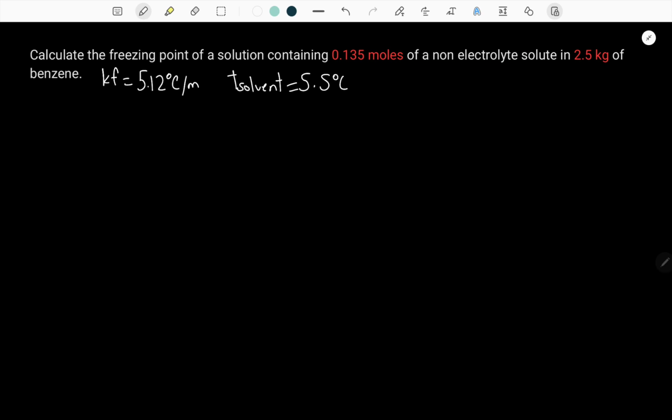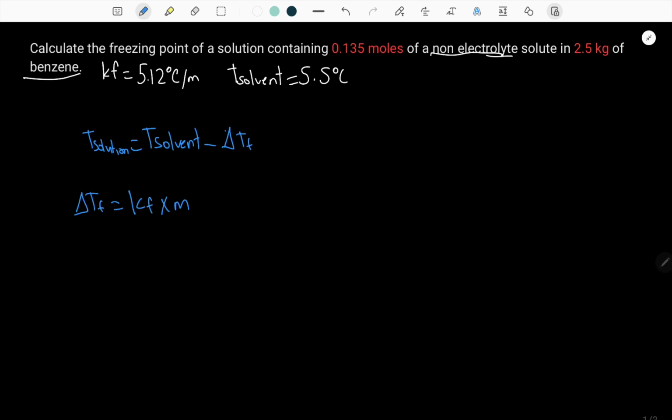So in this first example, we are to calculate the freezing point of a solution containing 0.13 moles of a non-electrolyte solute. So this is very important. There's only one ion, meaning that we'll just use the original formula. The solute is in 2.5 kg of benzene. So the solvent is benzene. Here let's write the formula. I just wrote the formulas to make it more clear.